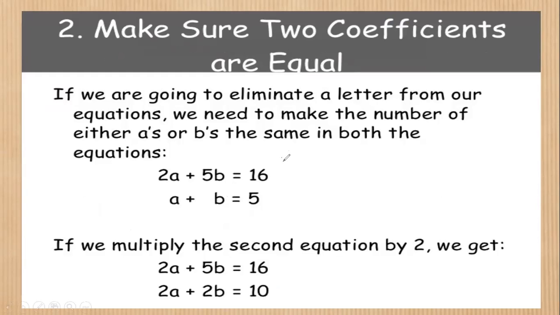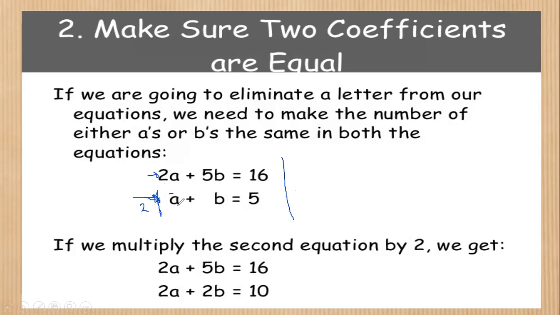For example, after rearranging, let's say we are going to eliminate A. So we make sure that the coefficients of A are the same. In this case, A has a coefficient of 2, here A has a coefficient of 1. So we make sure that the coefficients are the same. Since this has a 2, this has a 1, I'll make sure that all of them have a 2 since I'm going to eliminate A.